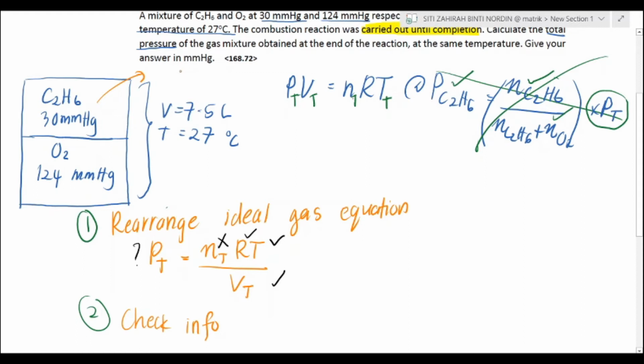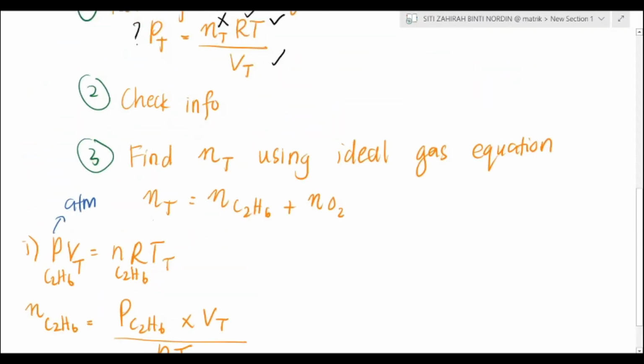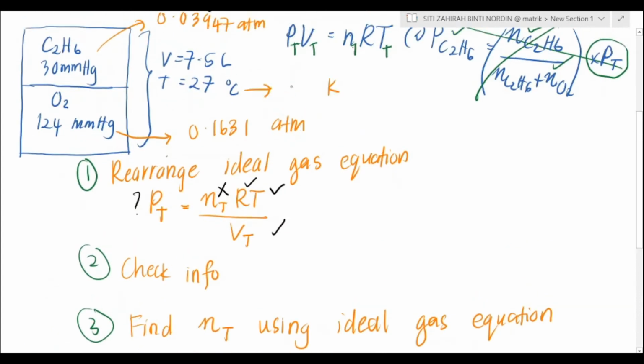So that would be 0.03947 ATM, and the pressure of O2 would be 0.1631 ATM. So 0.03947 times 7.5 divided by 0.08206 times temperature, converted to Kelvin. So you've got 300 Kelvin.